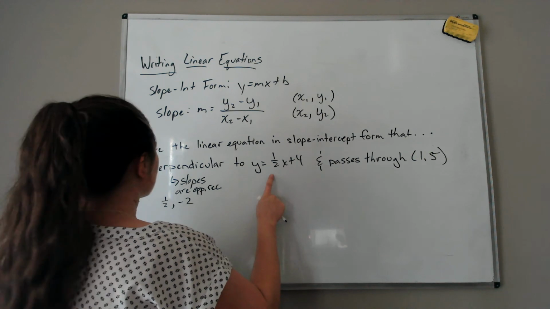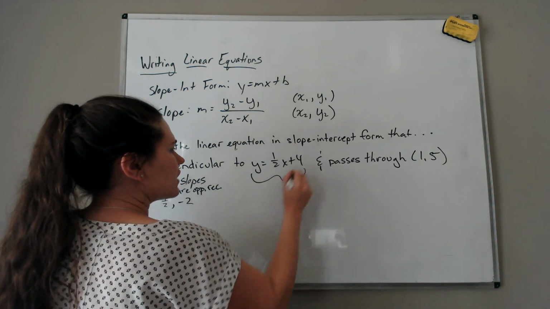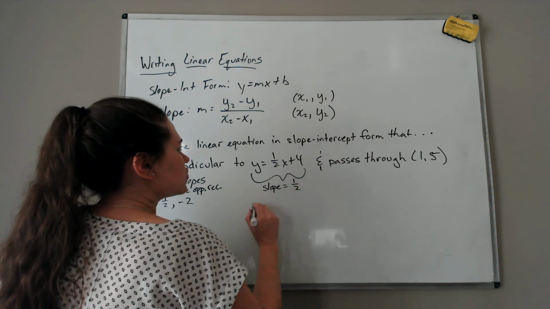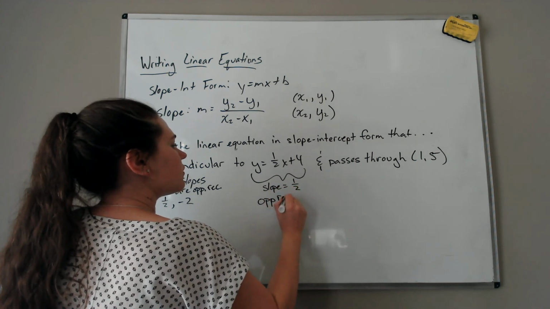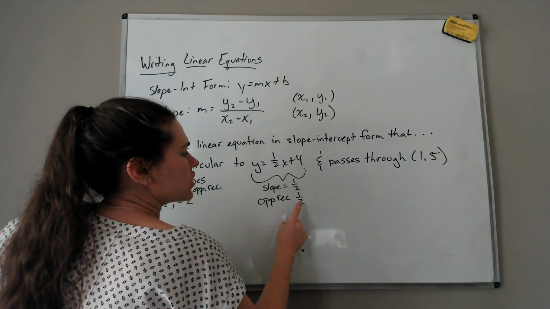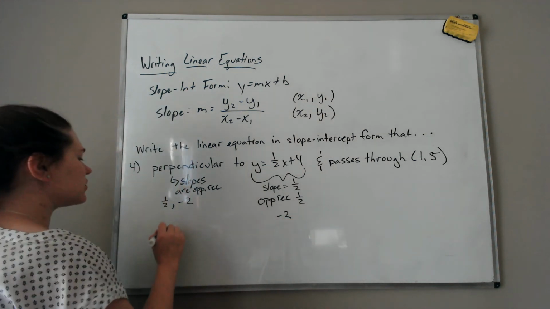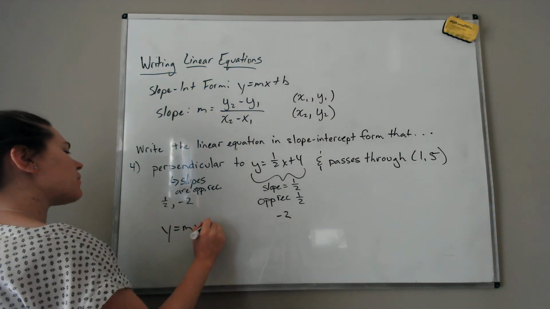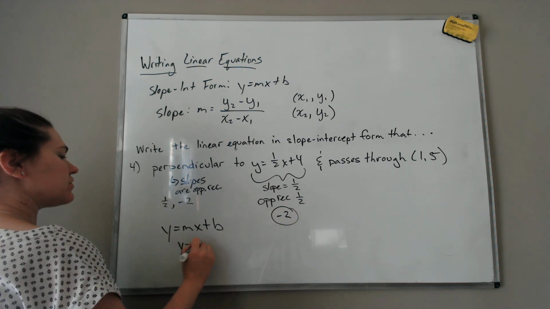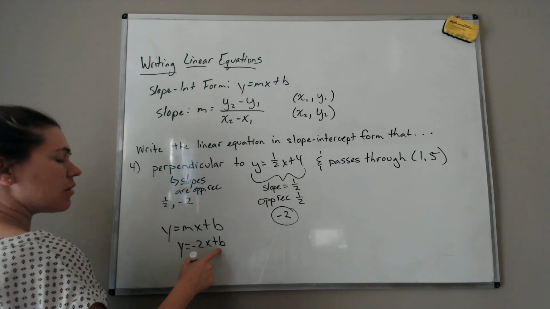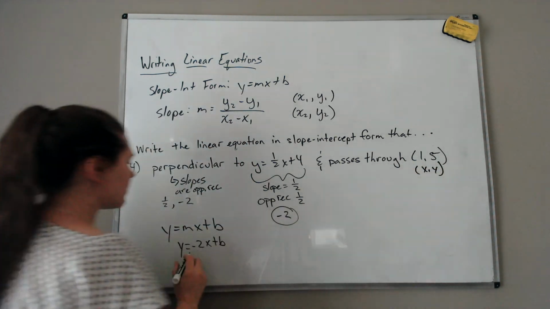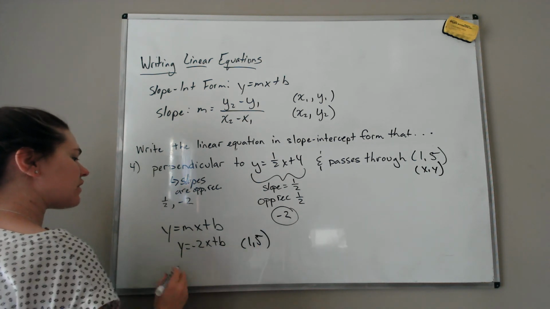So what we have here, perpendicular to this line, okay, so what's the slope of this line? The slope of this line is 1/2. So we need the opposite reciprocal value of positive 1/2. Reciprocal means you flip it and then you change the sign, so it would be -2. So the line we're trying to write, y equals mx plus b, the slope has to be -2. Y equals -2x plus b. And now b, how do we find that? We're going to plug in the point we have, (1, 5). That's going to allow us to find b.